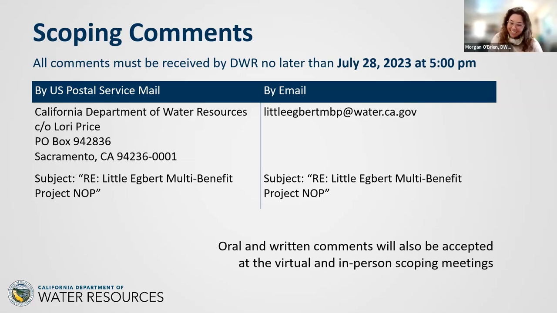15082(b)(1)(B), within 30 days of receiving the NOP, responsible and trustee agencies shall provide DWR with specific detail about the scope and content of the environmental information to be included in the draft EIR related only to the agency's area of statutory responsibility. But as a heads up, our scoping period is 45 days, and instead of the one scoping meeting as required by CEQA, we are doing three. This is in an effort to ensure people who want to attend and have an interest in the project are able to.